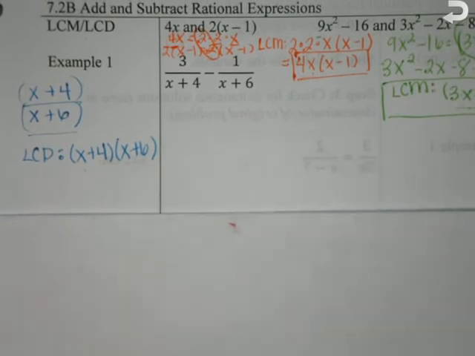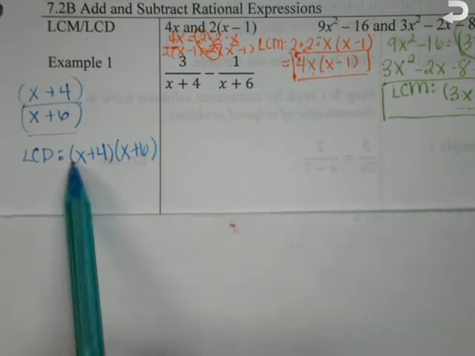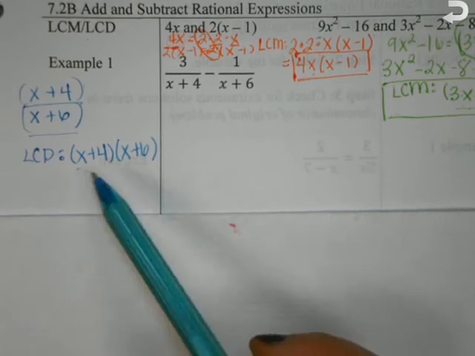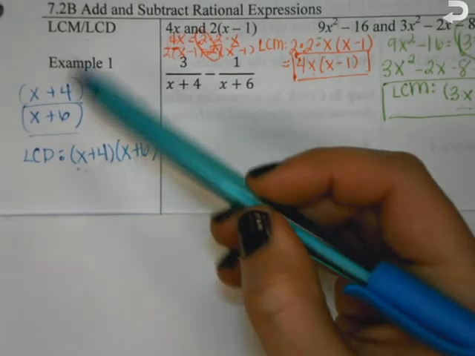So this is going to be my least common denominator, x plus 4 and x plus 6, because x plus 4 goes into that, and x plus 6 also goes into that. Is everybody okay with that so far?